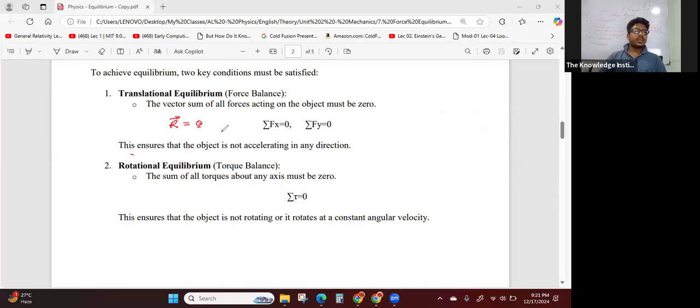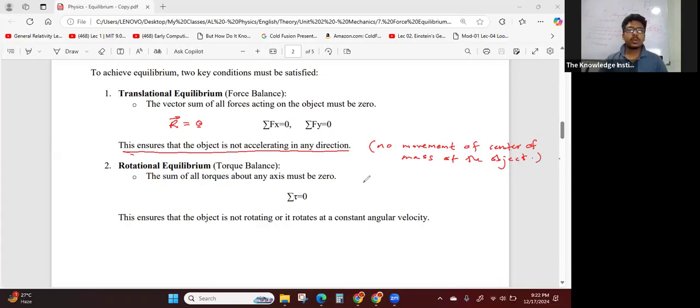So the resultant is equal to 0. This ensures that the object is not accelerating in any direction, or we can say there is no movement of the center of mass of the object. So the center of mass point won't change.